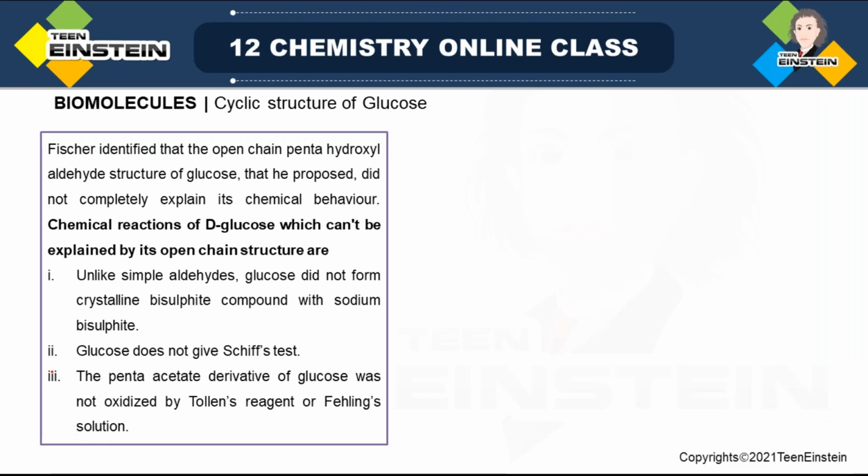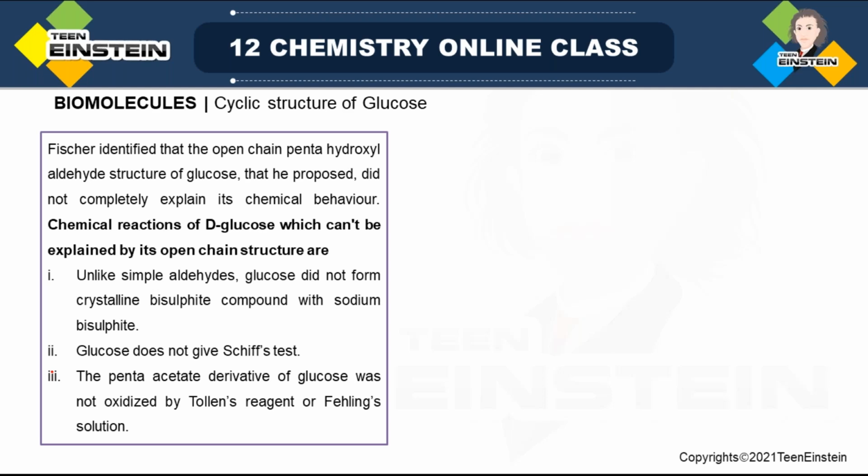Hello everyone. Cyclic structure of glucose. We ended on this slide. Now, the open structure of glucose: how we have all these different pieces of evidence, and based on all these evidences, how we have reached the open chain structure of glucose that we saw in the last class. Now, we will see another structure, the cyclic structure, that is also possible for glucose.